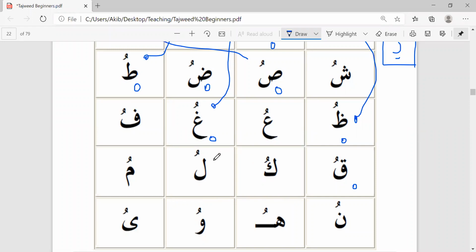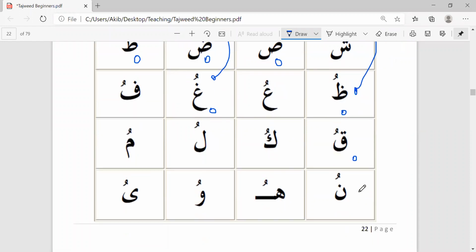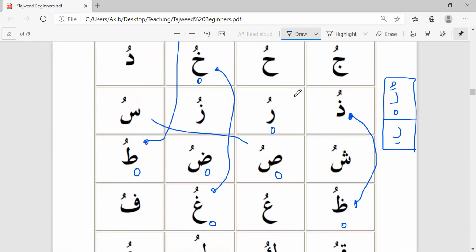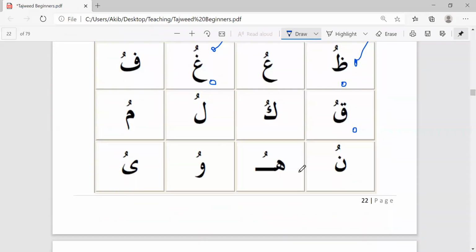Lam is going to be lu. Mim will be mu. Noon is going to be nu. Ha is going to be hu. And again, make sure it's not like hu. It should be just like you're saying who, like who's there, who, that kind of who.